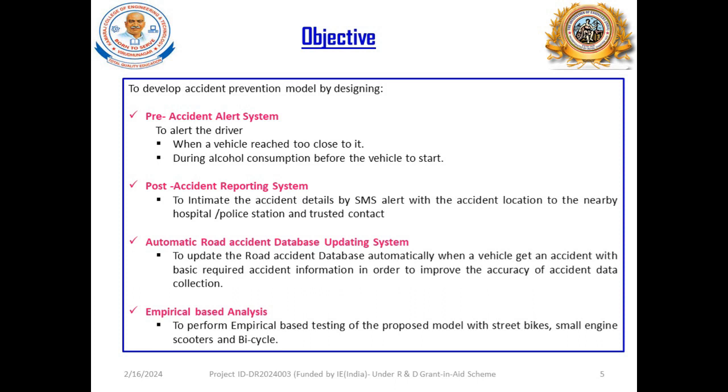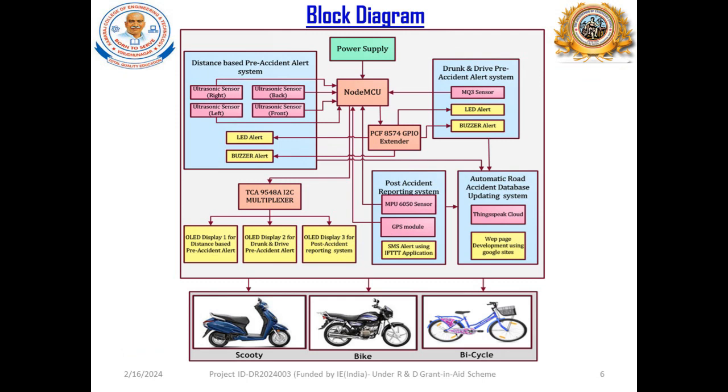So the fourth objective is to perform empirical testing of the proposed model with street bikes, small engine scooters, as well as bicycles. This is the block diagram of the project.